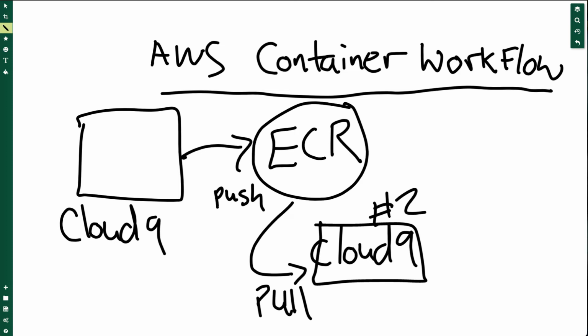Let's dive into how to use a container workflow in AWS. First, what we're going to do is use our Cloud9 environment here as the core development place, and then we'll build our container and push it to ECR, which stands for Elastic Container Registry.